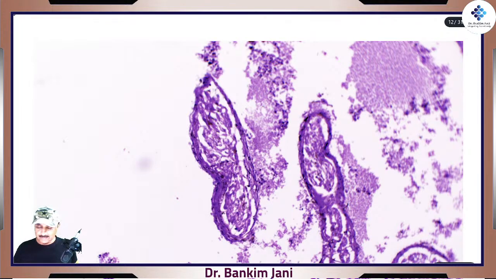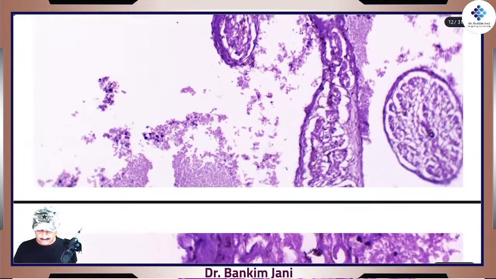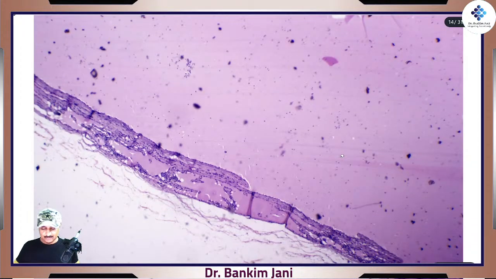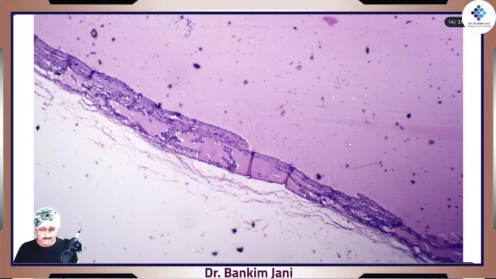So let's see still better. We go to lymphatics. Now this is what collects the lymph, which is very important for the immune system. So these are very delicate, very thin vessels, the lymphatic vessels.